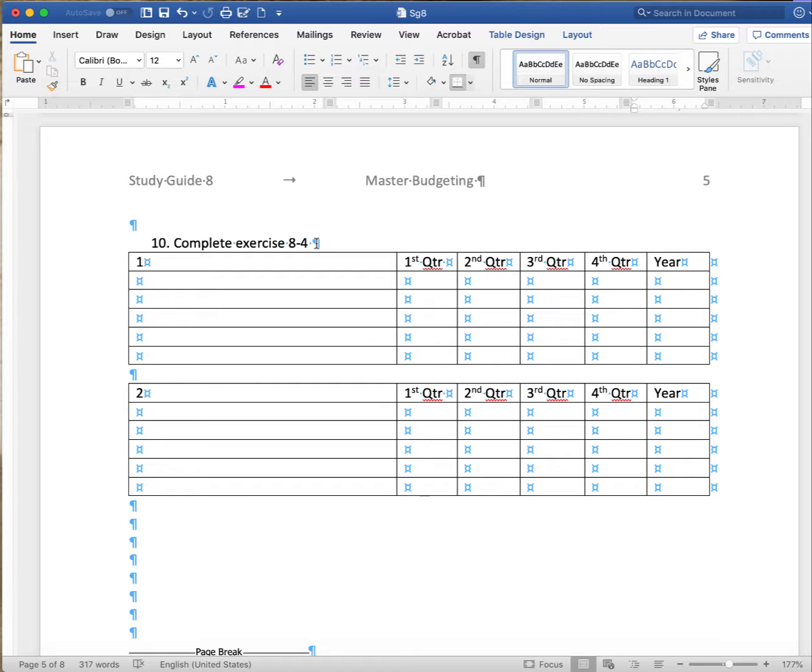We looked at the schedule of expected cash collections. We looked at doing the direct material budget, and we looked at production budget 8-2. So we looked at those three budgets in the master budget. So now we're going to finish up the process by looking at direct labor budget, manufacturing overhead budget, and then that selling and administrative budget as well.